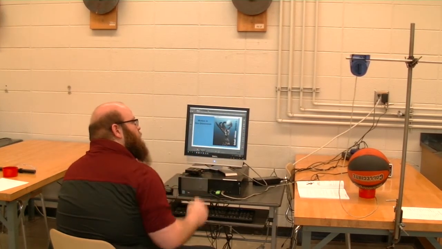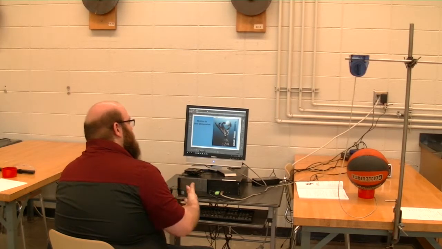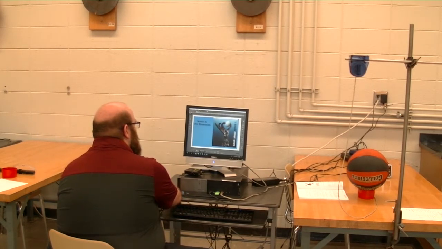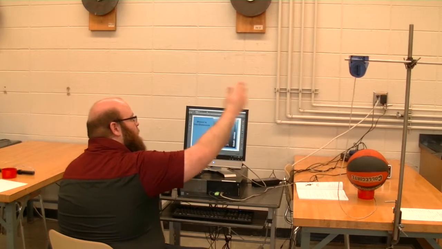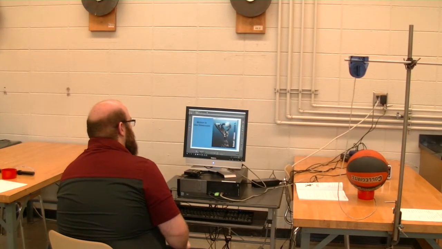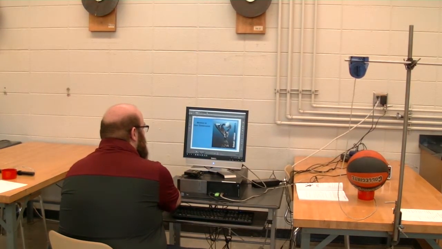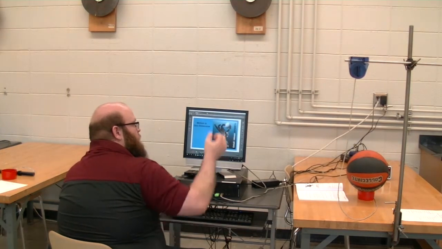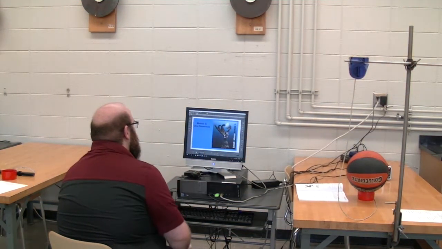We have a motion sensor here that is able to measure our position, or our distance away from the sensor, with relative accuracy, and we're going to be using a 10 hertz signal, which means we're going to be acquiring data 10 times per second.